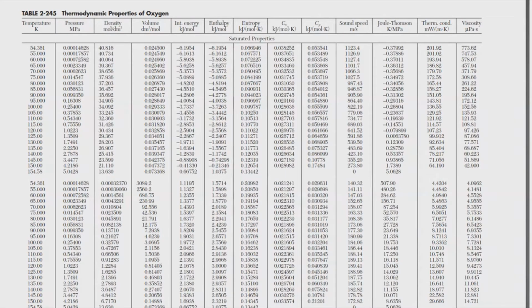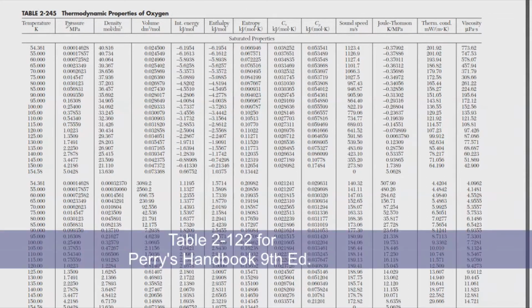Now let's try looking at the Perry's Handbook for the thermodynamic properties of oxygen. In this case, what you have here is Table 2-245, and as you can see, there are a lot of properties here from the temperature up to the viscosity. The viscosity here is expressed in micropascal second, that is a dynamic viscosity.